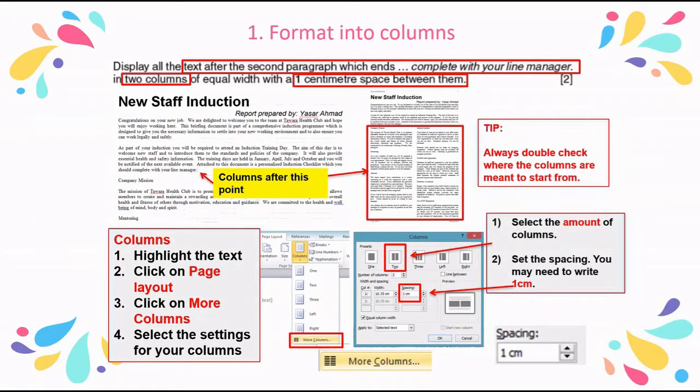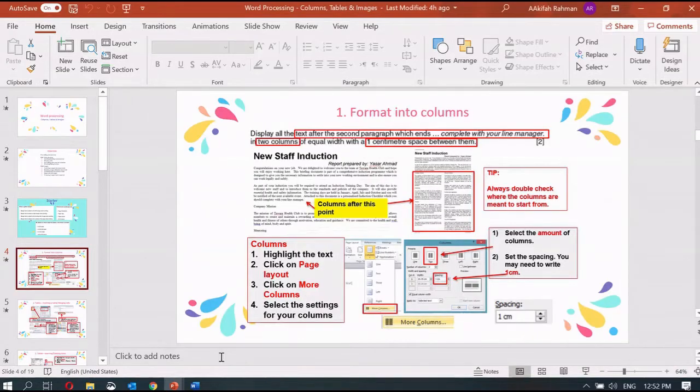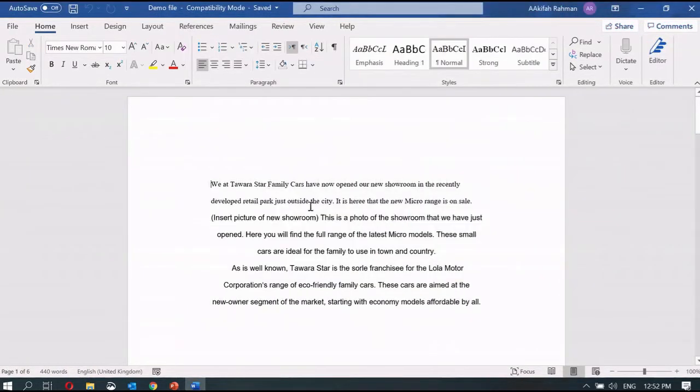Like we said, out of the three things we are learning today, the first thing we are going to understand is columns, how to make your text into columns. For example, you can see a text over here that is a single column and then it was made into two columns. So let's see how to do this. I have a demo file over here.